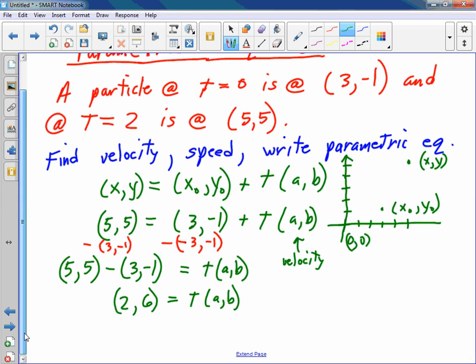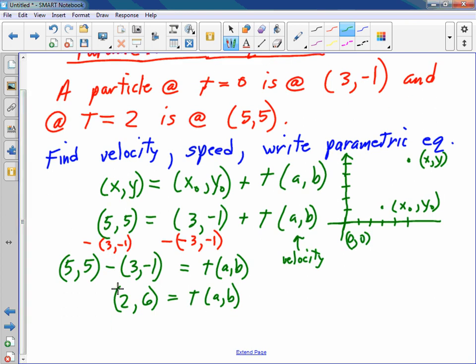Now, check this out. This t exists outside of the parentheses. So think of it like, I'm just going to factor out what's common. And the greatest common factor is a 2 for both cases. 2 times (1, 3) equals t times AB. And we know that's true because I cheated a little bit. I knew up here this was 2 times t equals 2. So that's how I knew to do that.